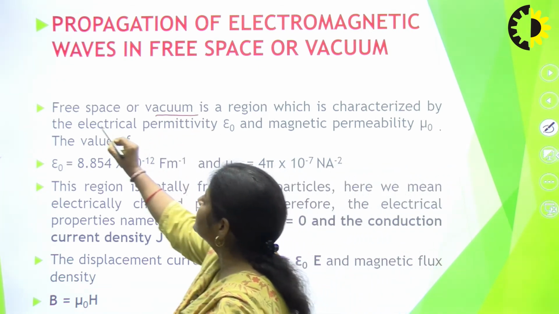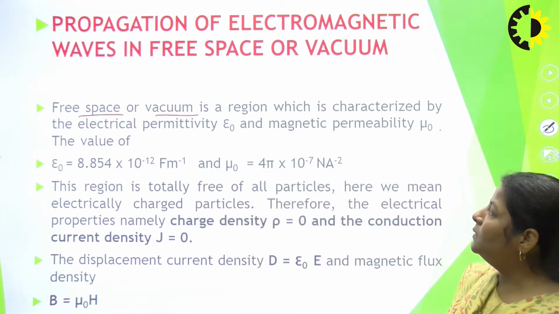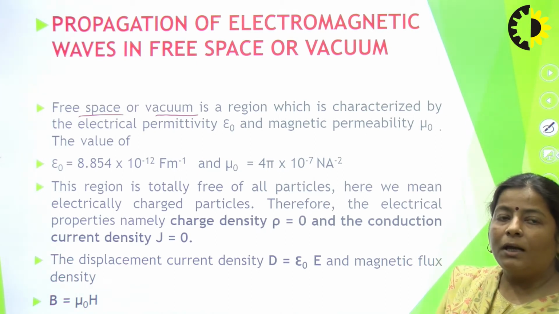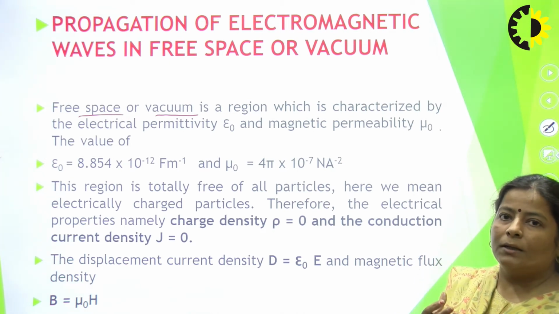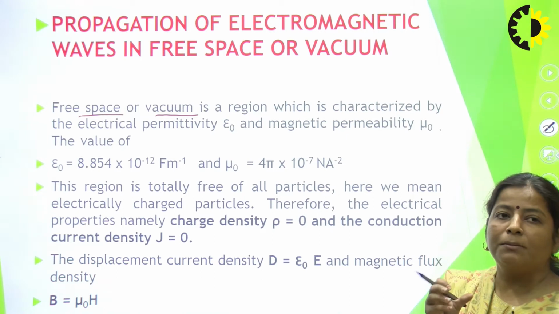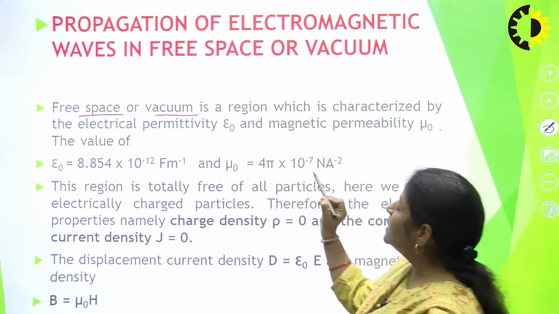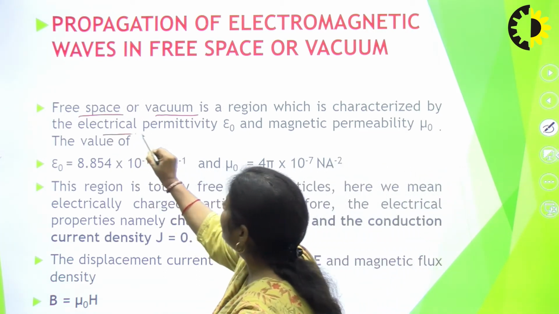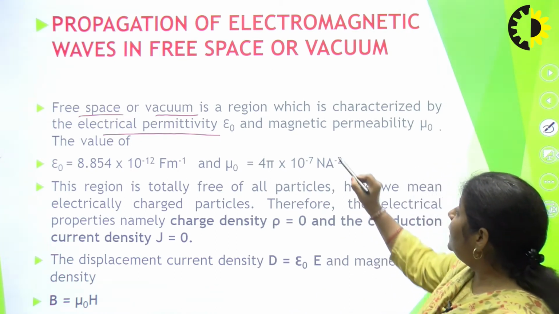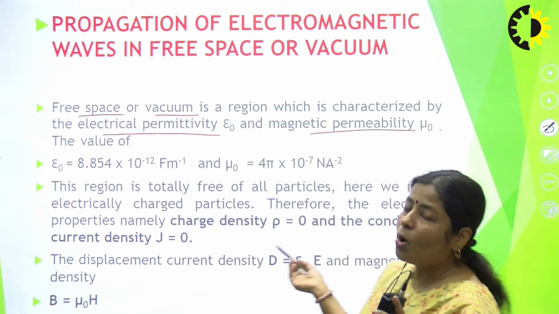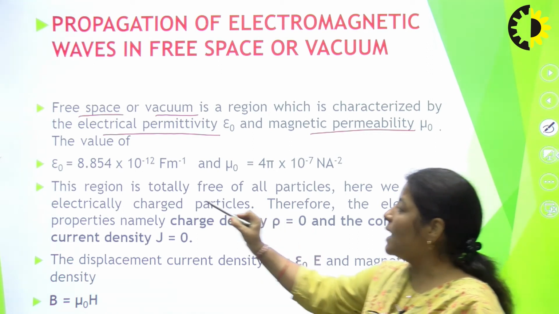So when we discuss free space or vacuum, it means that there is nothing present here. Then how do we define that kind of medium? How do we assign certain properties to such a medium so that we can study it? We can just assign simple properties, like electrical permittivity epsilon naught for such a medium, and magnetic permeability mu naught for such a medium. So epsilon naught for the vacuum has this standard value.